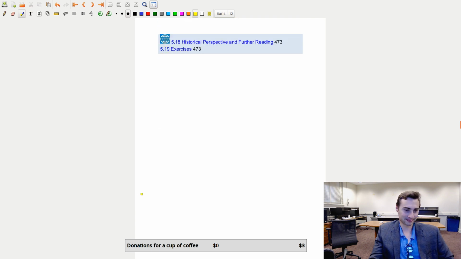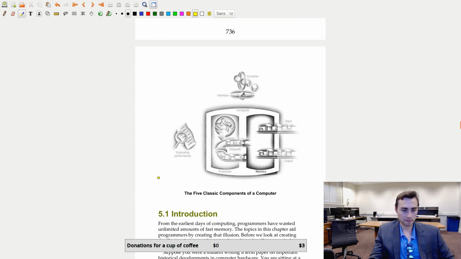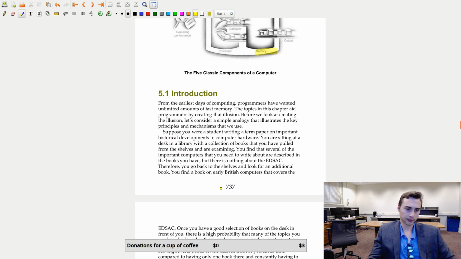Okay. So let's begin. So as we all know, last time we looked at this control and data path. We haven't gone over input and output yet. But we have a general idea of how a computer is formed from the first couple chapters. But now we're on to one of the most important things, which is memory.